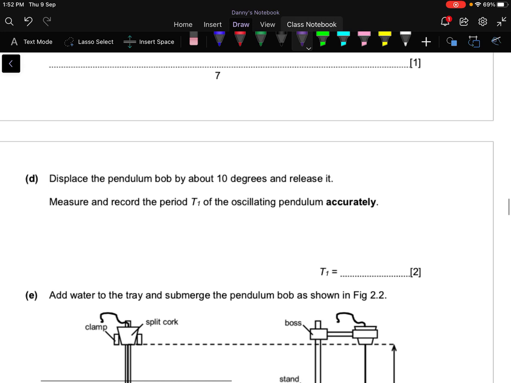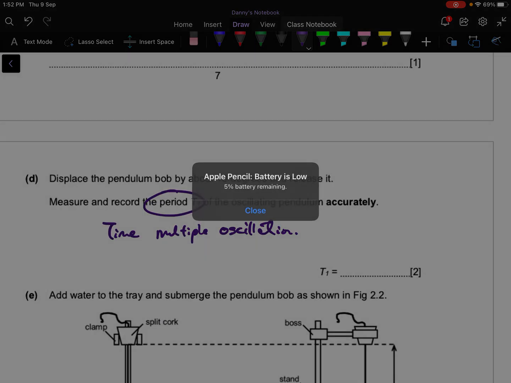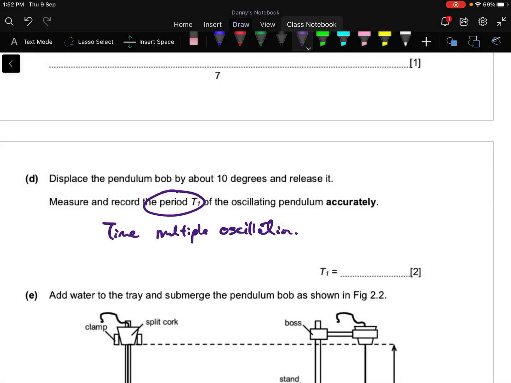So as a good practice, whenever you are being asked to find the period of a pendulum, please make sure that you are measuring the time for multiple oscillations. Try not to just do one oscillation and then that is the time, that is the period that you are measuring. It is very inaccurate.